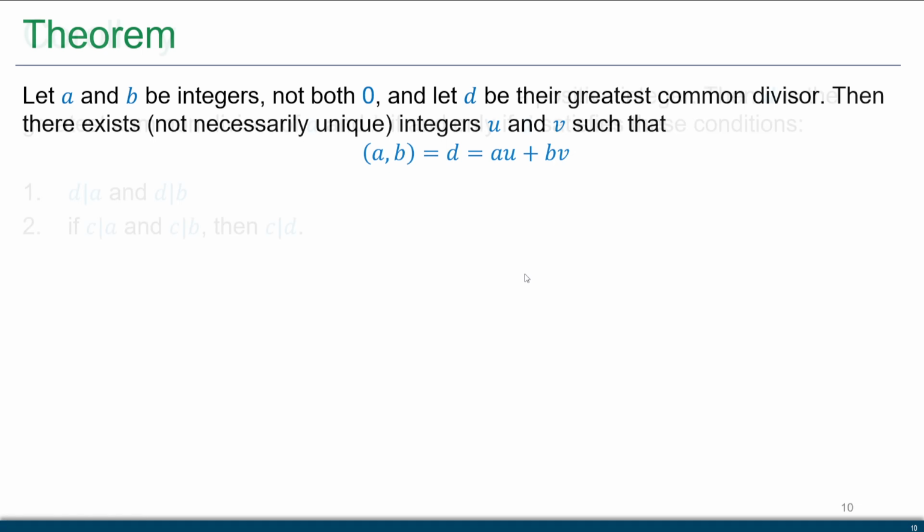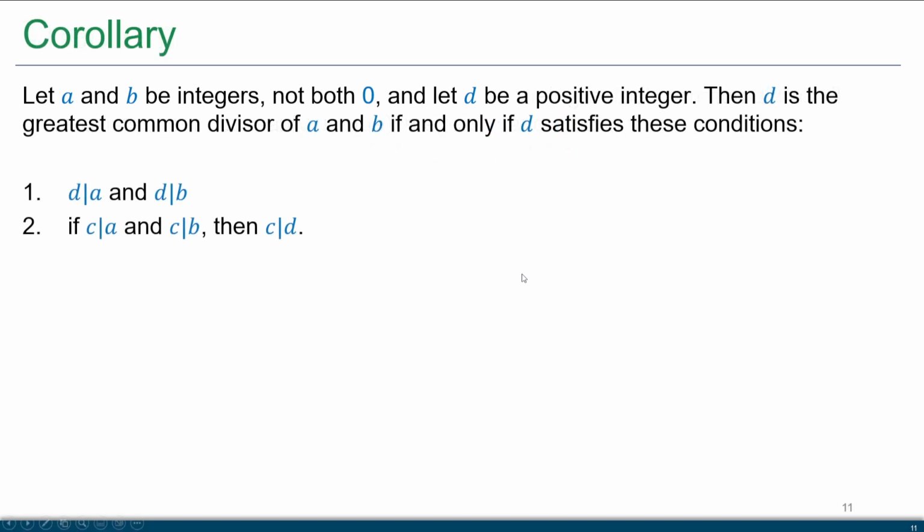Now a corollary that we get from this: let a and b be integers, not both 0, and d some positive integer. Then d is the greatest common divisor of a and b if and only if d satisfies the following conditions. First, d has to divide both a and b. The second condition is that if there is anything else that divides a and b, so if there's a c that divides a and a c that divides b, then c also has to divide d. So it's no longer stating that c has to be less than or equal to d, I'm saying that c has to divide d.